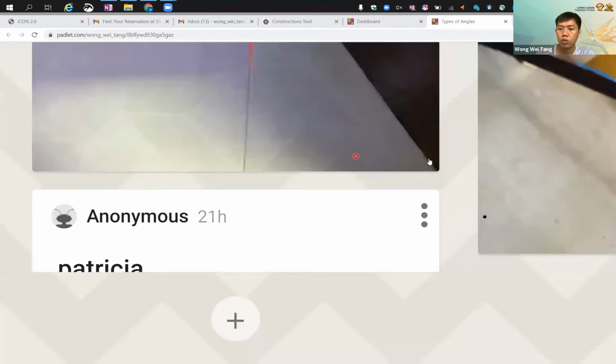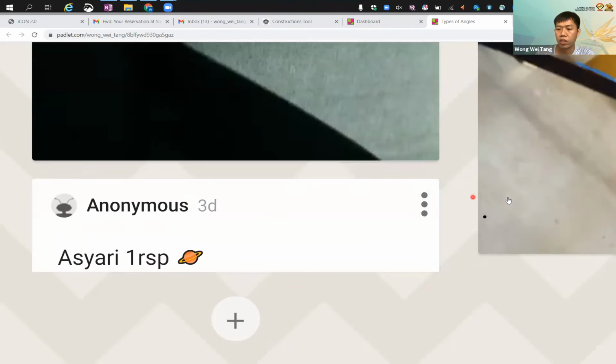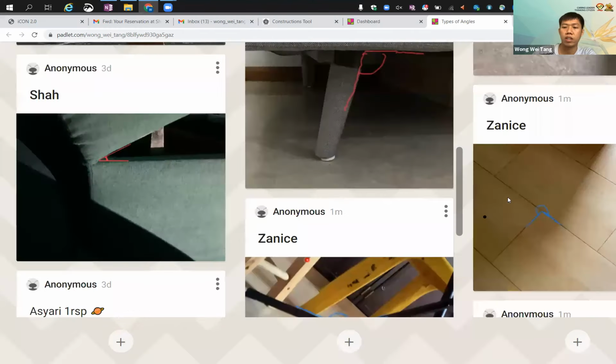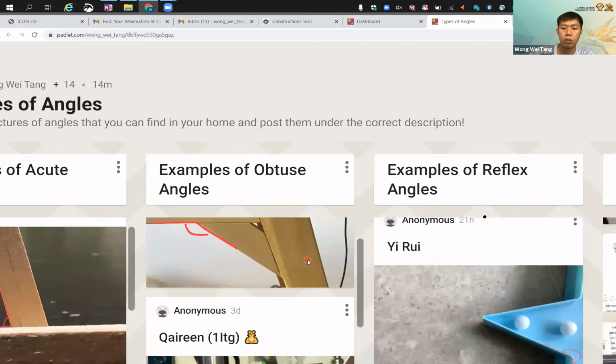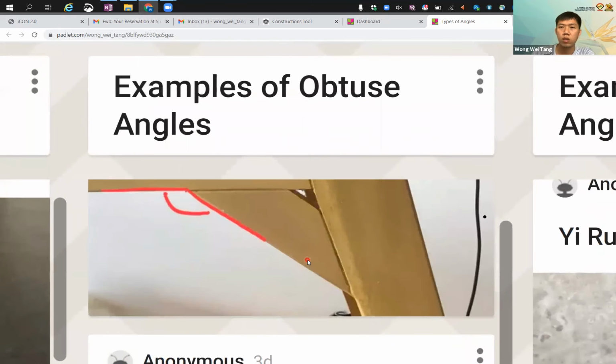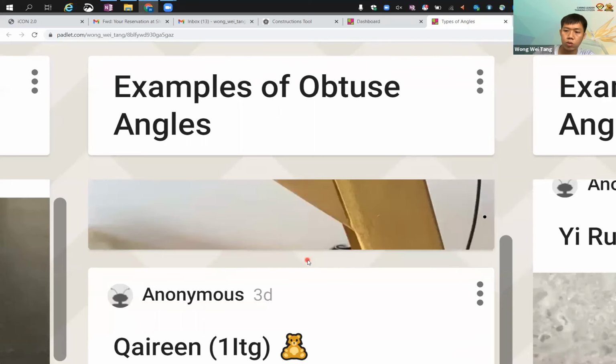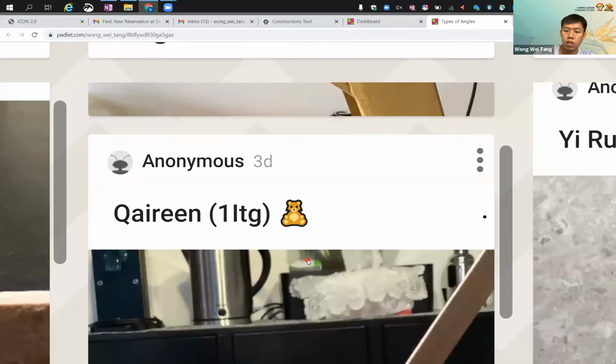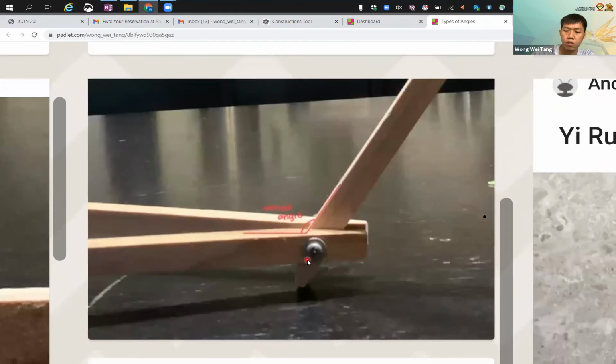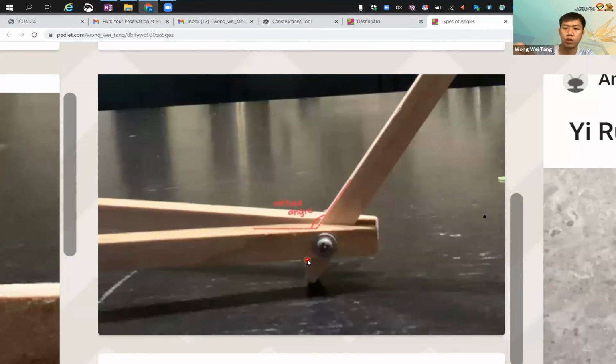Okay, good. So after we have done our acute angles and our right angles, we now move on to obtuse angles. So obtuse angles, from the textbook that we saw earlier on, are more than 90 degrees but less than 180 degrees. So this is one example. Okay, so let's go on to the next one. Okay, Kyrene's example. So she found an obtuse angle over here.